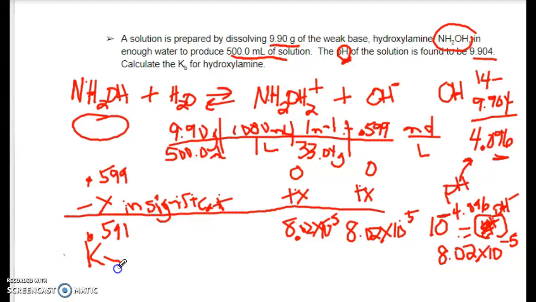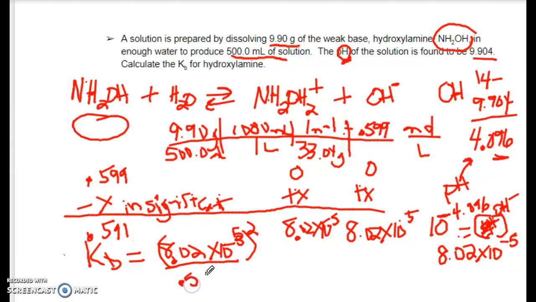So then my Kb value equals my 8.02 times 10 to the minus fifth. And again, I can write this twice like I did on the last one, or I can just square that. Sorry, that is a 5. And then all of that over the 0.599. Pretty bad number. And when you calculate that out, you get 1.07 times 10 to the negative 8.